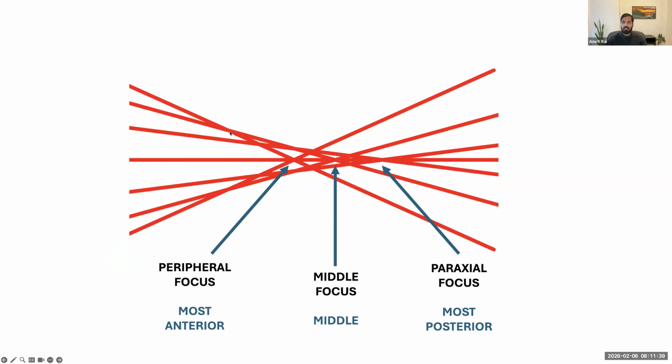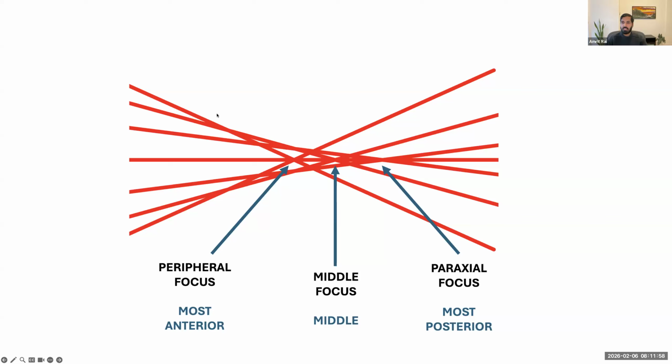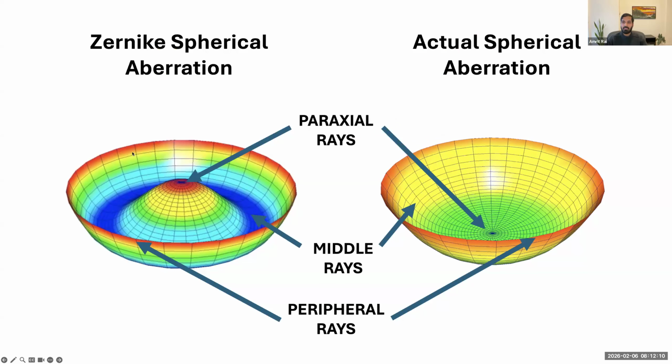But if we go back to this, we can see a clear linear relationship where the peripheral rays focus the most anterior, and the paraxial rays focus the most posterior. So this central bump, which places the paraxial rays ahead of the middle rays, doesn't really make a lot of sense. It seems to imply that the paraxial rays focus ahead of the middle rays, which we see isn't quite true. And it's because that central bump should not actually be there.